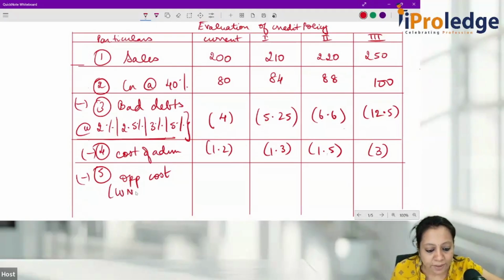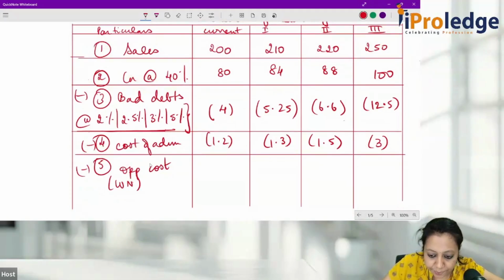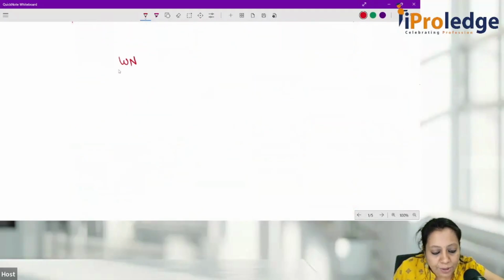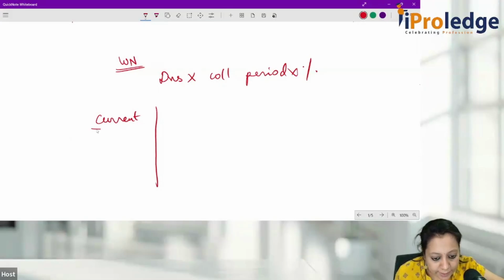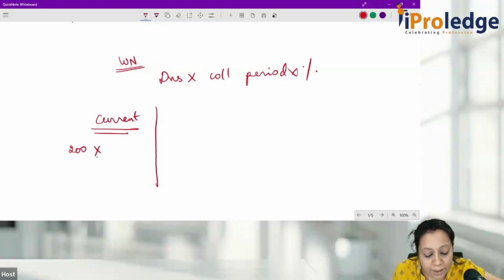Opportunity cost. For this, we will do a working note as I told you. So the working note is going to be debtors into collection period into percentage. I'll explain why. Now, for the current scenario, what is the debtor, students? The debtors is given to be 200. I'm assuming sales as debtor. So 200 into collection period. Can you all see the second row of the question? It is given 1 month. Very good. So into 1 divided by 12 months.